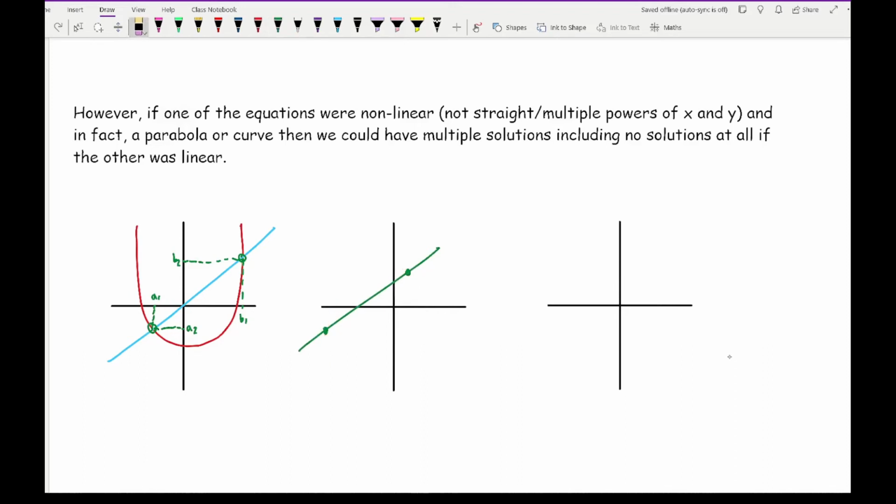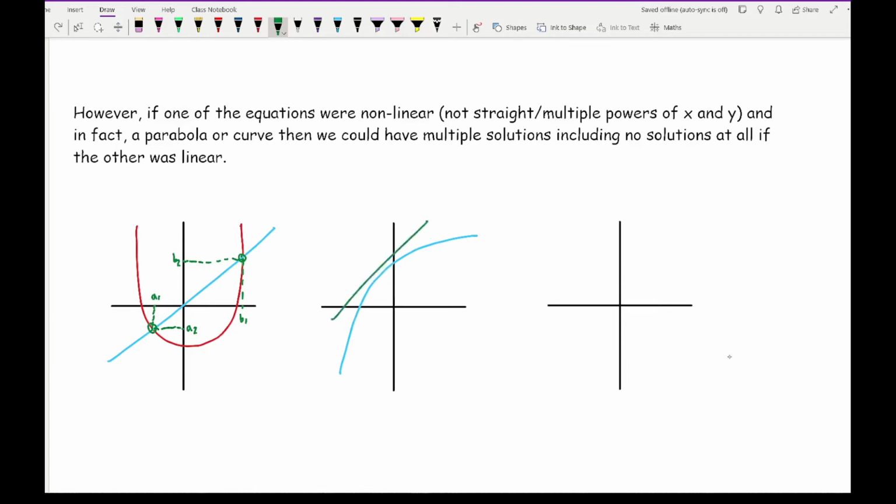You could also have ones where, for example, if I draw another curve, it doesn't need to be a parabola, it can just be a curve. And let's say I draw a straight line, which is not that one because that one does not meet. And so, oh, that's definitely not straight.